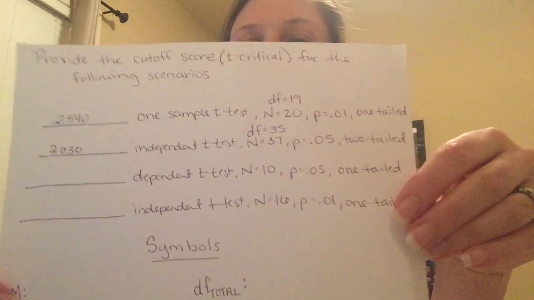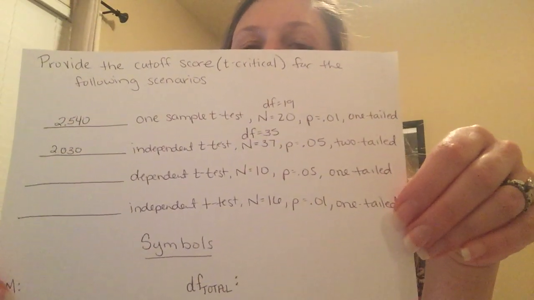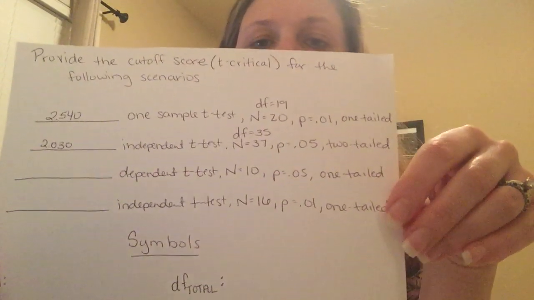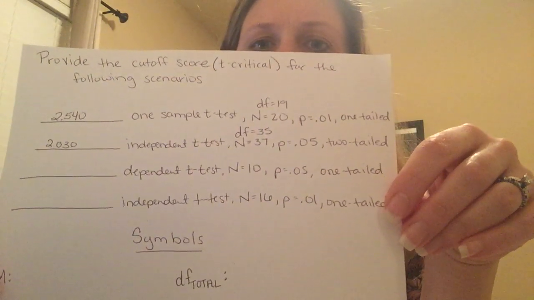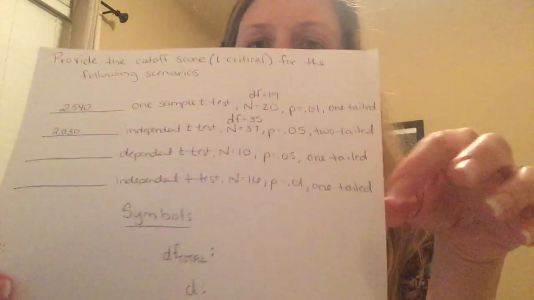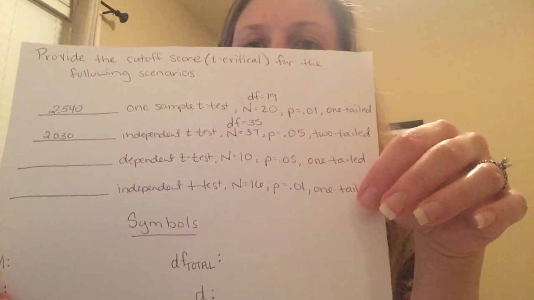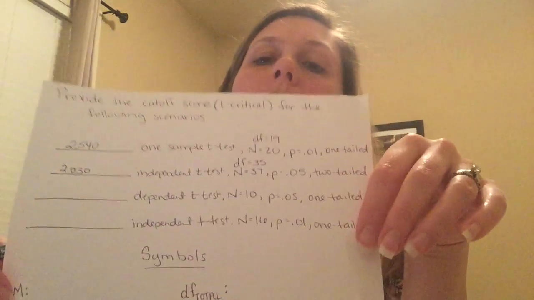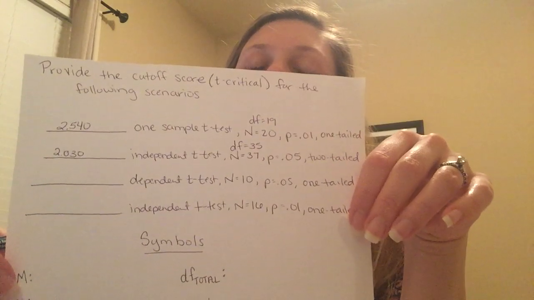All right. Next one. A dependent t-test, the N is 10, p-value is 0.05, and it's one-tailed. So which, like we said before, the only thing we're missing is degrees of freedom here. For a dependent t-test, we're only going to do our normal N minus 1. So our DF is going to be 9.